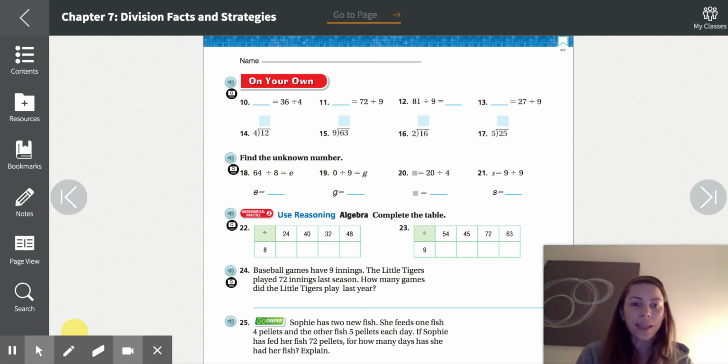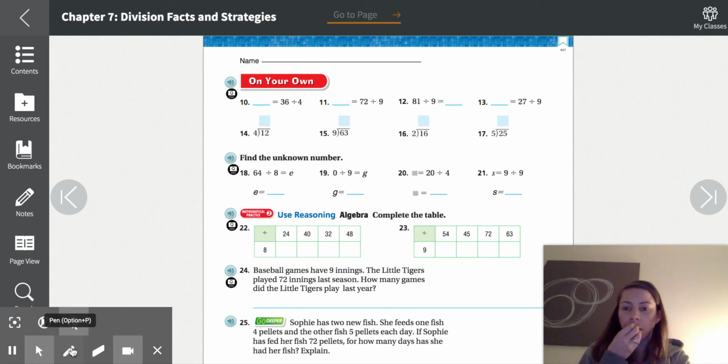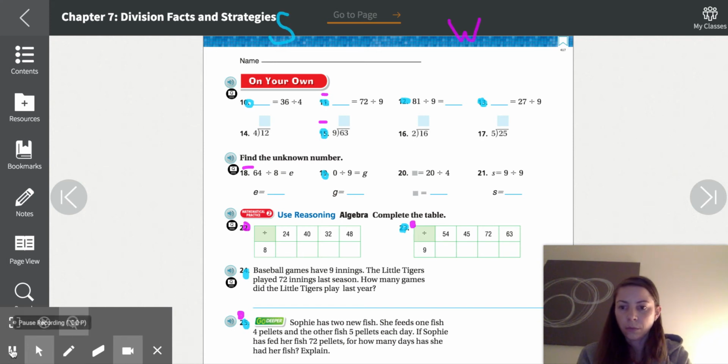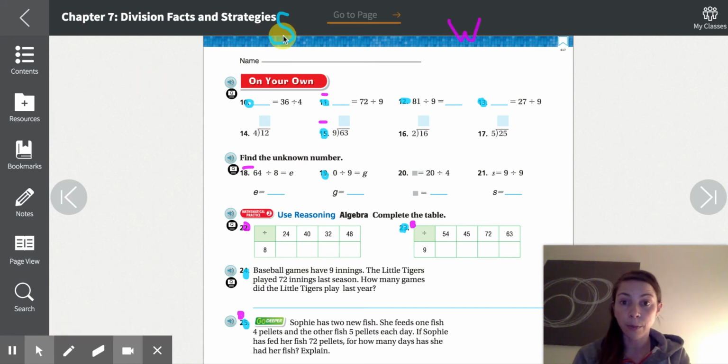Guys. Okay, this is lesson 7.9, dividing by 9. We're on the on your own section, and I'm going to go ahead and write in which ones for each group to do. I've circled or put a colored dot over which ones I want each group to do. So take a look. Second City is the light blue, Windy City, you're the pink. So go ahead and circle which ones you have to do.